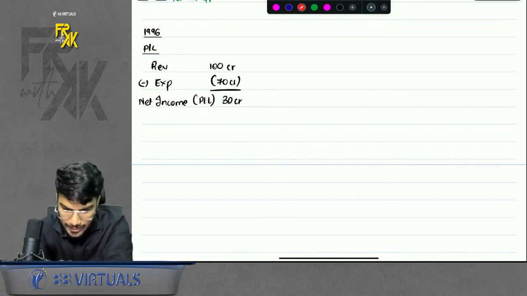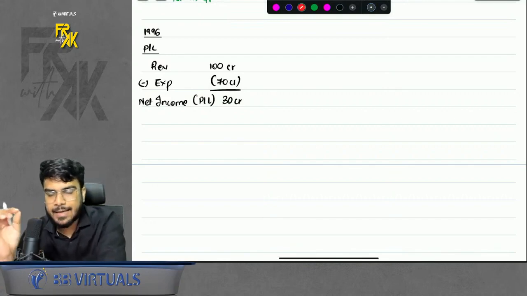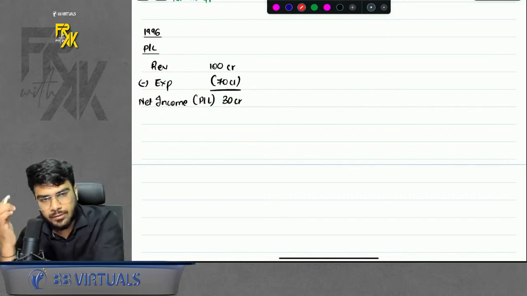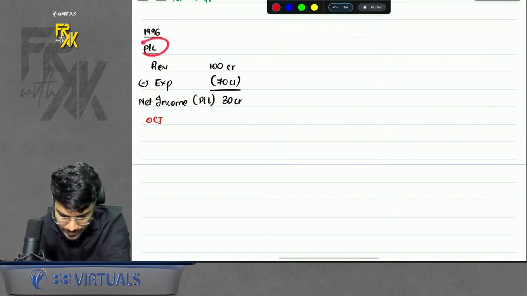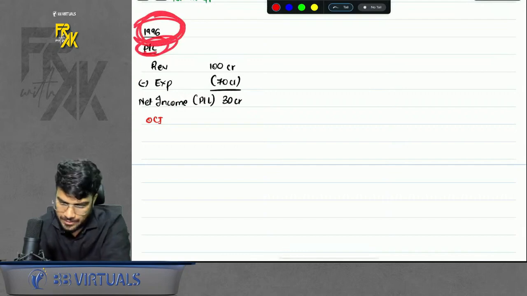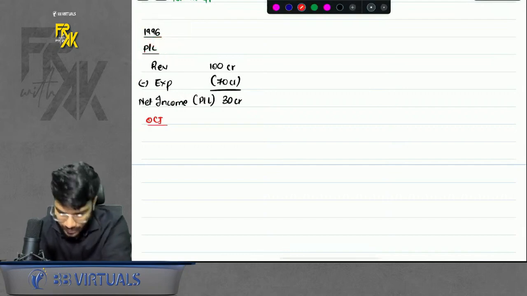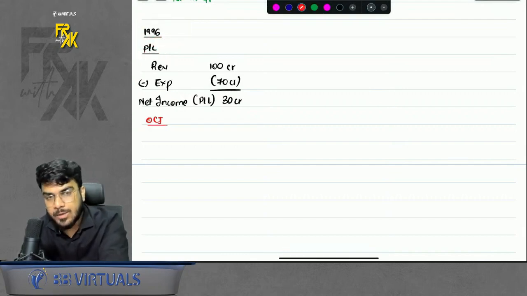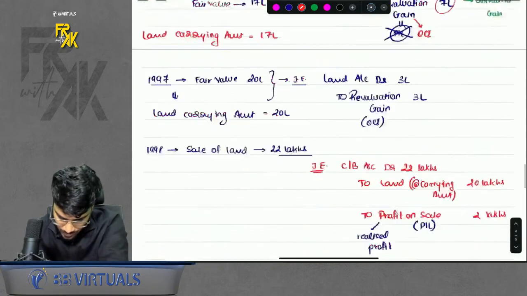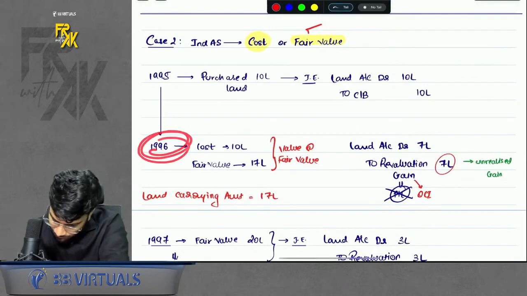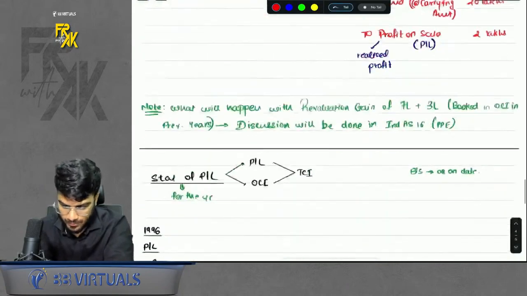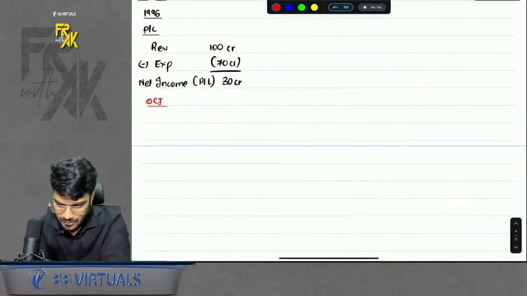Now let's link this with the example which we just took above. Tell me, in the year 1996, how much profit did we book in OCI? Let's see. In the year 1996 we booked a profit of 7 lakhs in OCI. So basically I'm linking this with the above example.